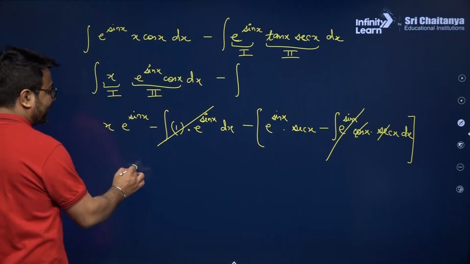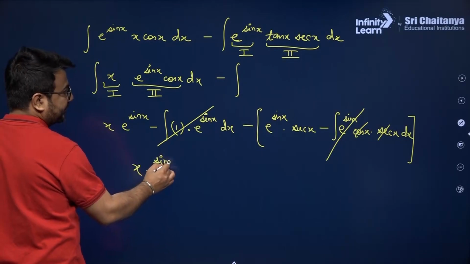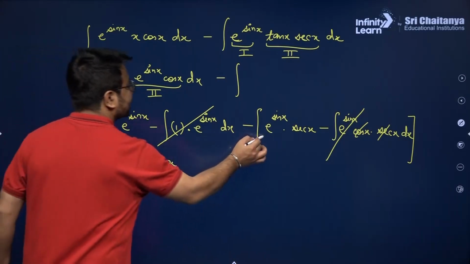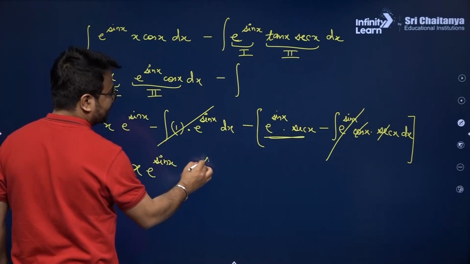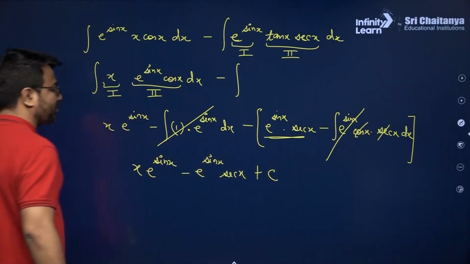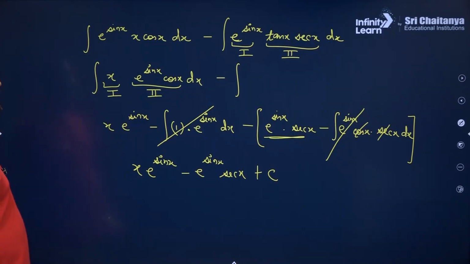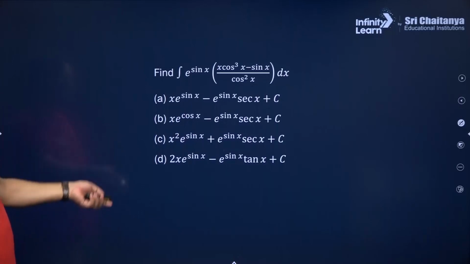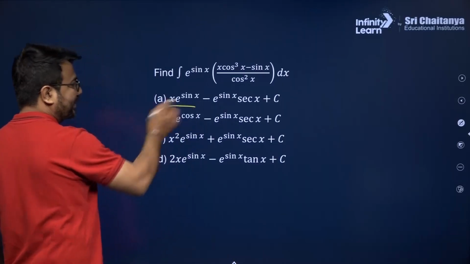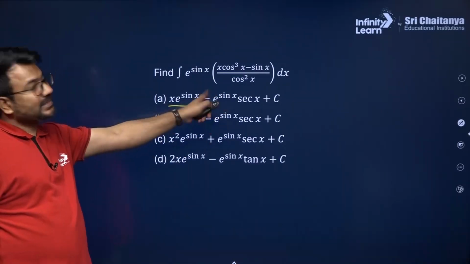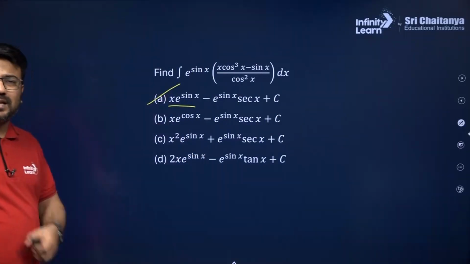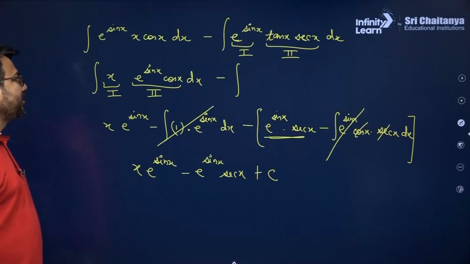Now what we are left with, here we have x times e raised to the power sin x. Okay, this is the integration, this is without the integration. And this term is also without the integration, that is minus sec x times e raised to the power sin x. Now if I try to take this e raised to the power sin x common, we will be left with x minus sec x. So basically x into e raised to the power sin x is given here also in the first option. Then minus sec x e raised to the power sin x. Yes, option A is matching up with our answer. So that is why option A will be the final answer for this question.